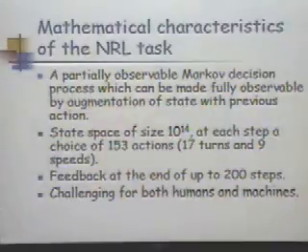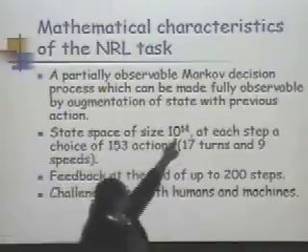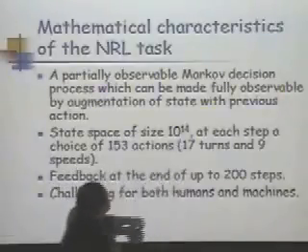This task, the NRL task, happens to be a member of a family of tasks which are partially observable Markov processes. But fortunately, you can make them fully observable by state augmentation. This is a well-known trick for converting partially observable Markov processes to fully observable ones. Unfortunately, the state space gets really, really huge.